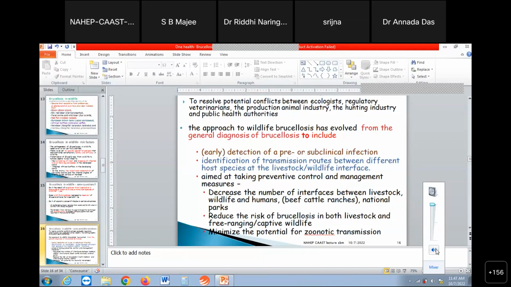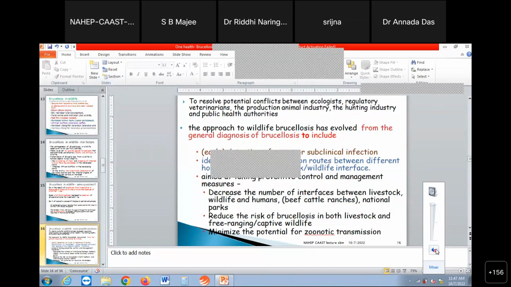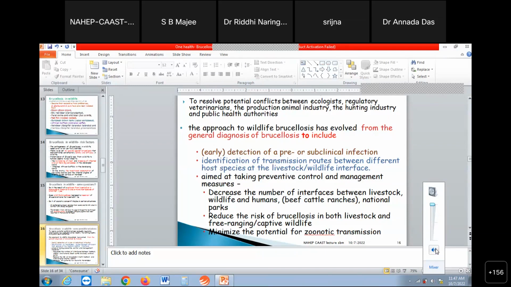So the approach to wildlife brucellosis has evolved from general diagnosis of brucellosis to include, number one, detecting a preclinical or subclinical infection within these animals. Early detection could be done by a PCR maybe. Then identification of transmission routes between different host species at the livestock-wildlife interface.